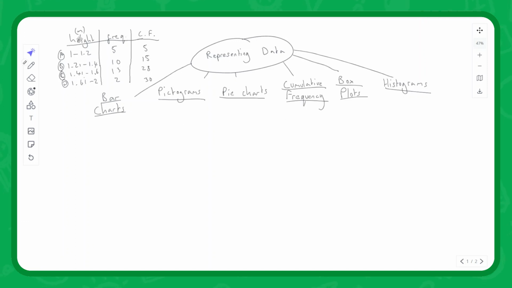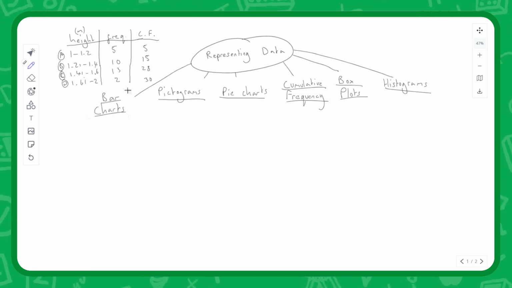So let's say we've got the height of various students in a class, it's going to be like year 7 students or something. This is the frequency, how many students fall into each height category. So there are 5 students between 1 and 1.2 meters tall, for example. And then we've also got a cumulative frequency. So we just add up all of these as we go. So we've got a total of 30 students in our class. So this is our kind of raw data that we've collected. And now we want to represent that in a nice, easy to digest form.